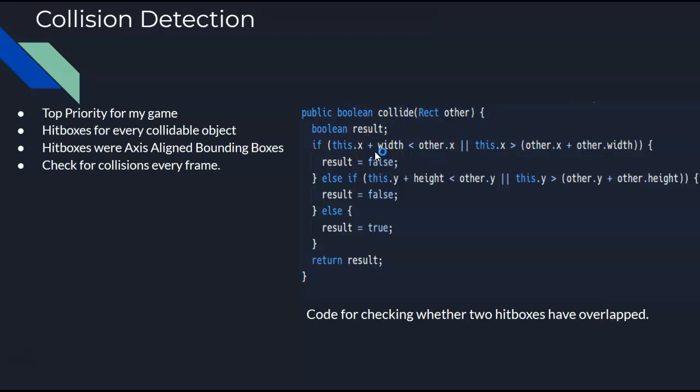So the way I did it was that for all collidable objects, I had a hitbox rectangle around them, and then every frame in the animation method, I checked to make sure that, okay, have the player bullets and then enemies overlapped. If this is true, then a specific event should happen. I use this function to check whether the two rectangles have overlapped or collided.